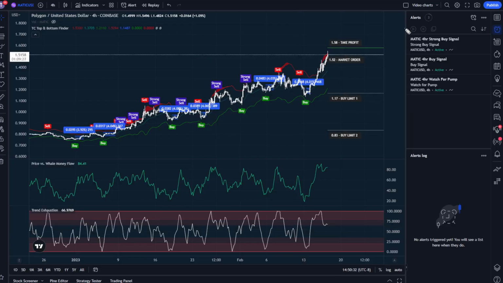If you're using the TradingView app, just make sure to set notifications to go to your phone. Otherwise, this will just pop up straight on your computer. Once you get those signals and you can verify the price versus whale money flow is low too, go ahead and make your entry with your risk management, set your take profit, and you are good to go.